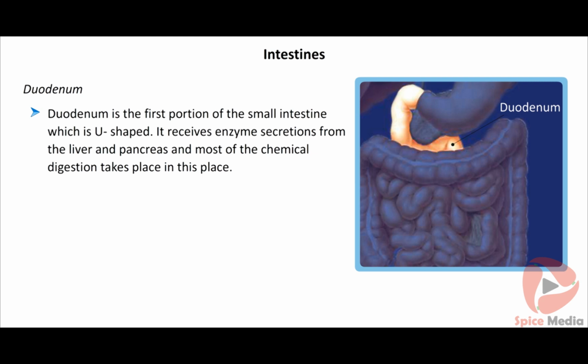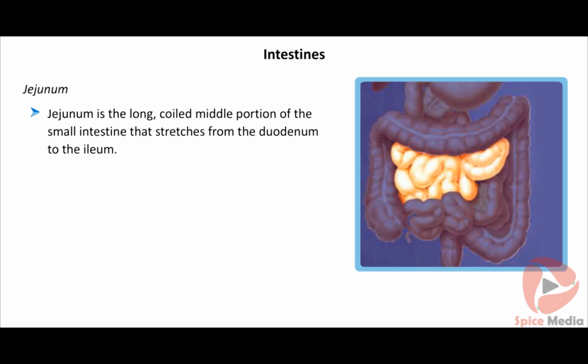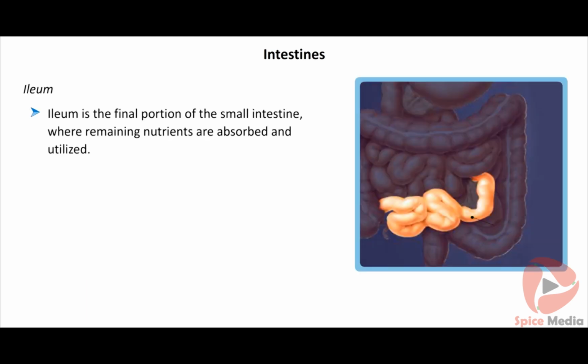The duodenum is the first portion of the small intestine, which is U-shaped. It receives enzyme secretions from the liver and pancreas, and most of the chemical digestion takes place in this spot.